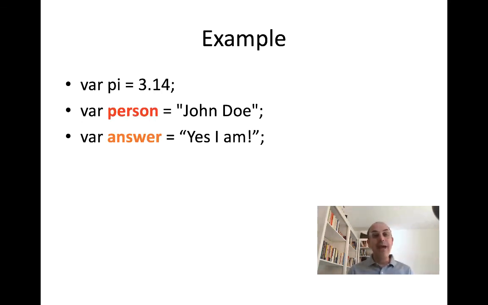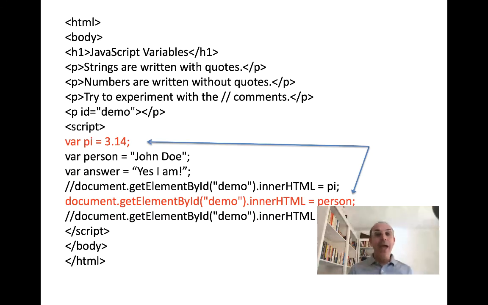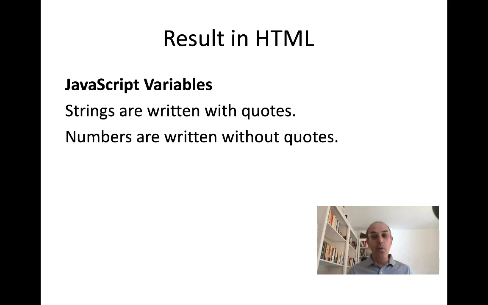So in this case, variable pi equals 3.14. You see, I did not put any quotation marks. But if the variable person is John Doe, or if the answer is "yes I am", I need to put quotation marks in order to make sure that we are consistent. And so in this case, this is what I embedded: variable person, variable answer, and this is what it will display.